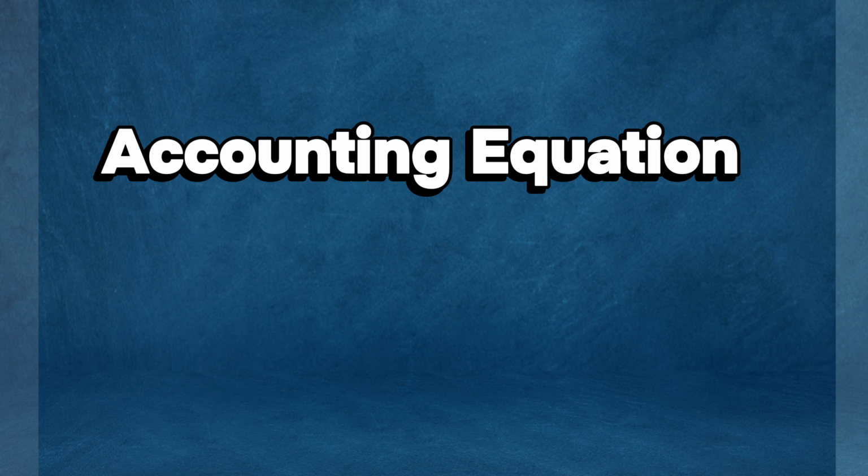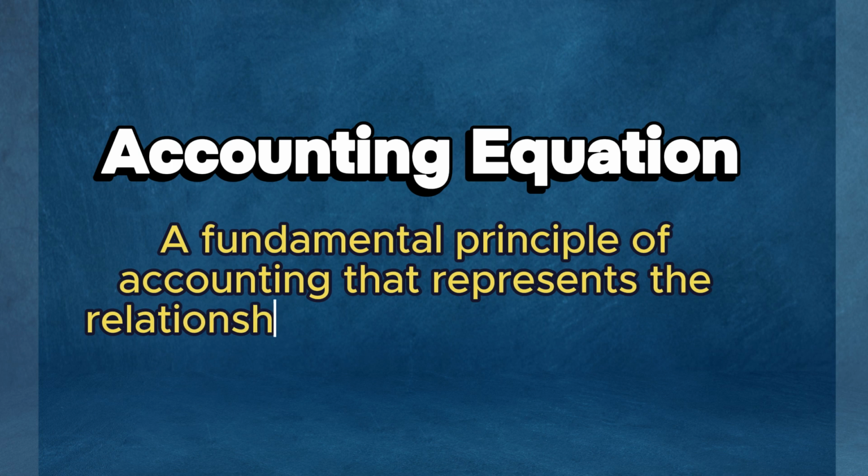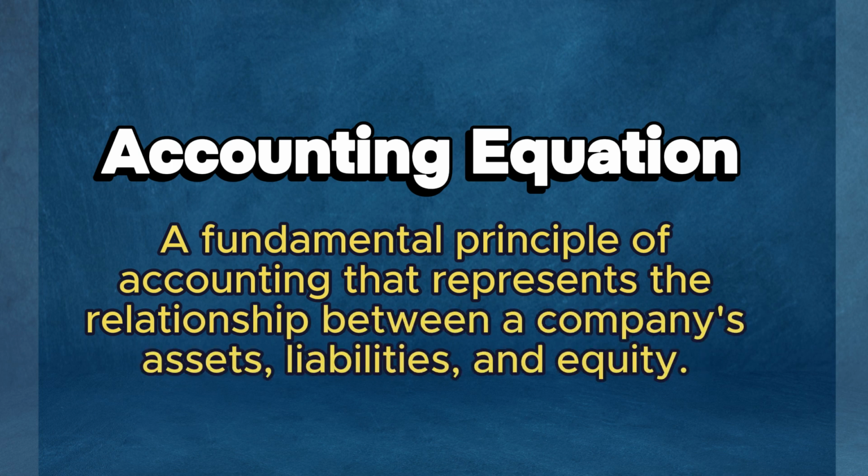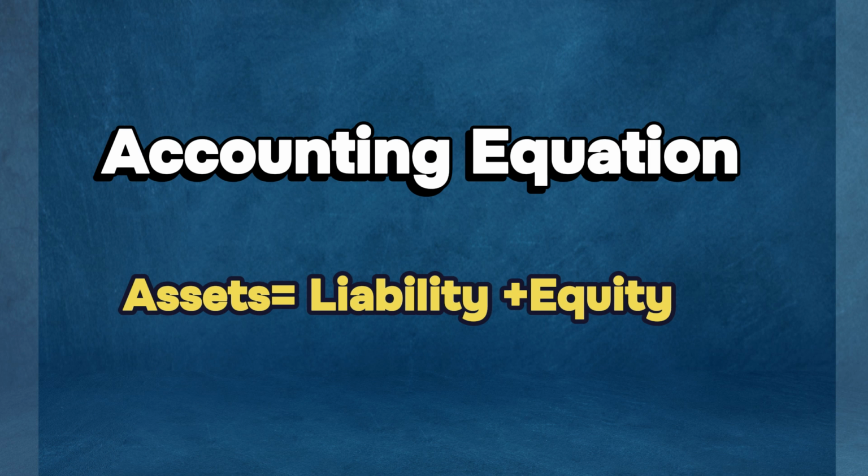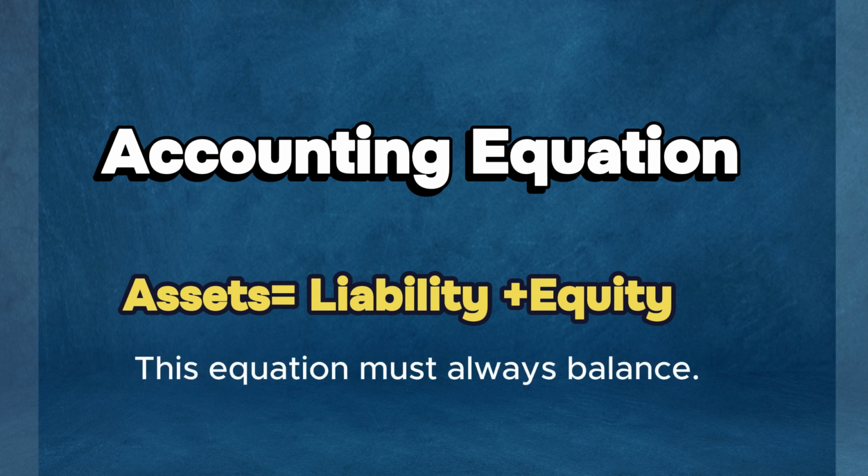So, what is an accounting equation? An accounting equation can be defined as a fundamental principle of accounting that represents the relationship between a company's assets, liabilities, and equity. In the visual form, it looks like any typical equation, like assets on the left hand side and the sum of the liabilities and equity on the right hand side. And as a key rule, always remember this equation must balance.